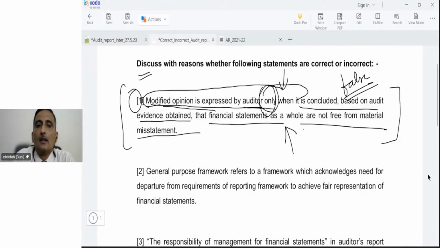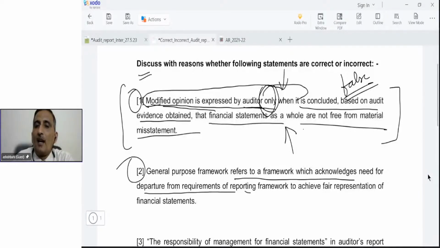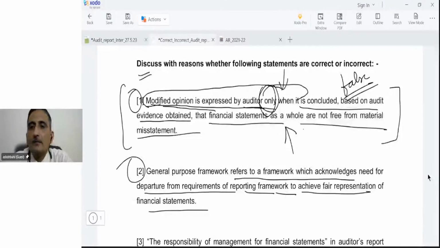So number 2, general purpose framework refers to a framework which acknowledges the need for departure from requirements of the reporting framework to achieve fair representation. So what is a general purpose framework? Whether this is the meaning of general purpose framework or something else. It states that general purpose framework goes beyond the compliance requirements to achieve fair representation. No, it is the definition of fair representation framework. So this is also false, incorrect.